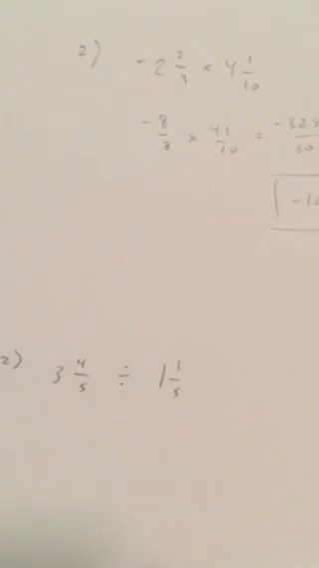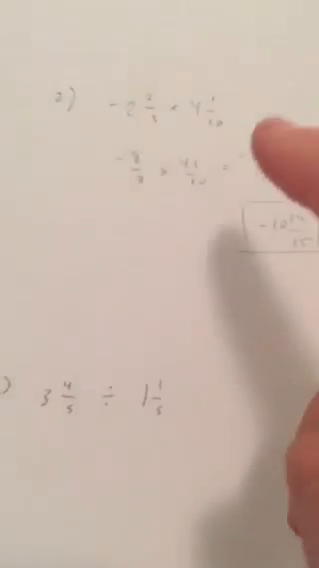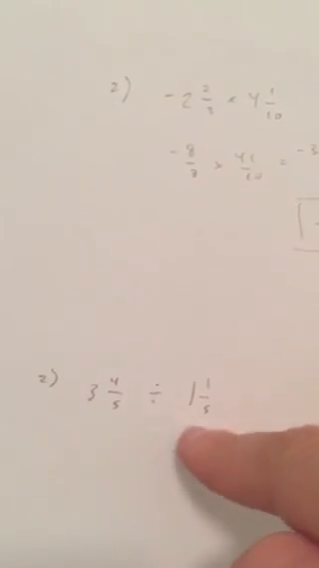So remember for this one that you're going to need to go back and remember mixed number to improper fraction and then multiplying by the reciprocal.